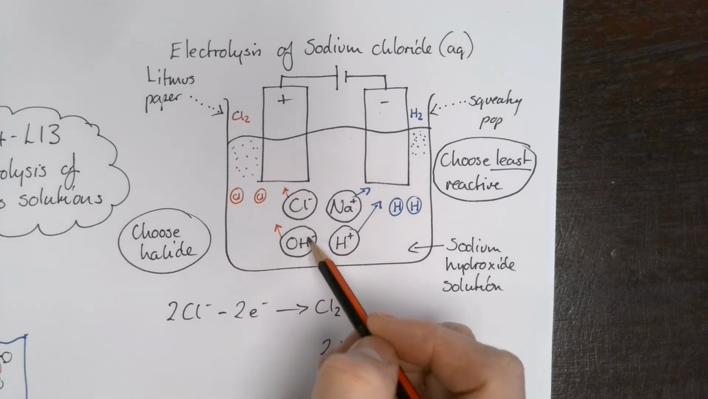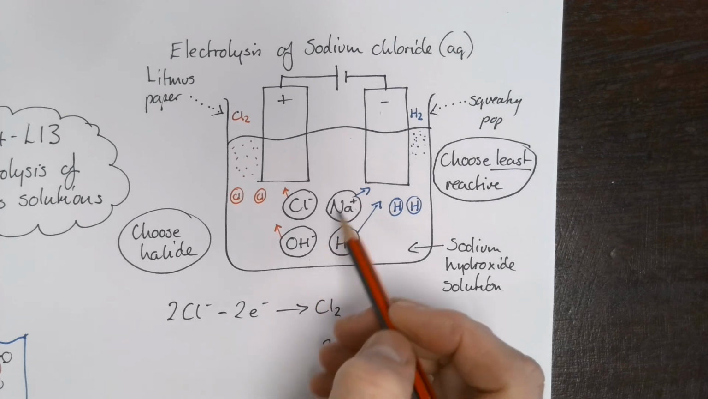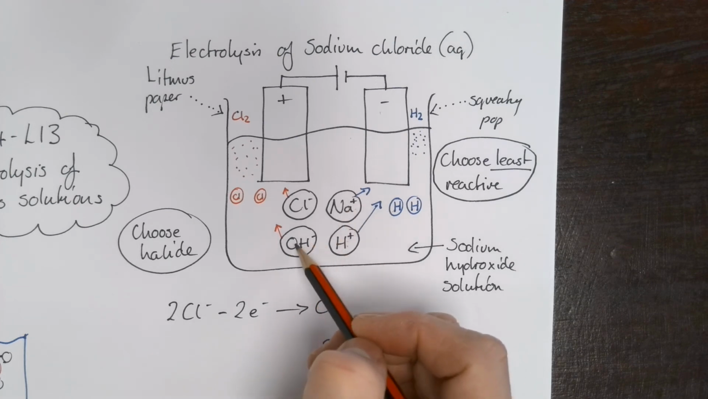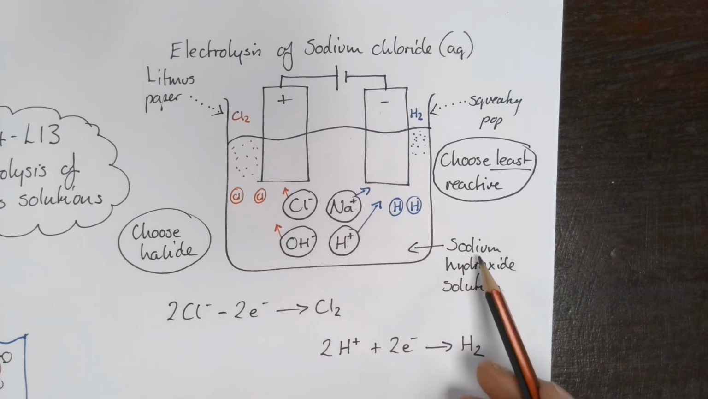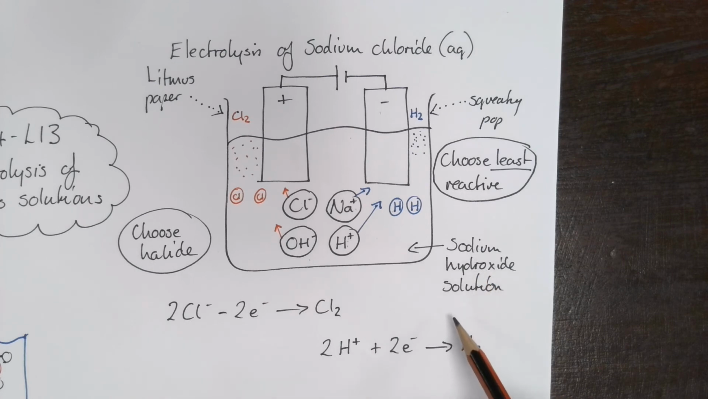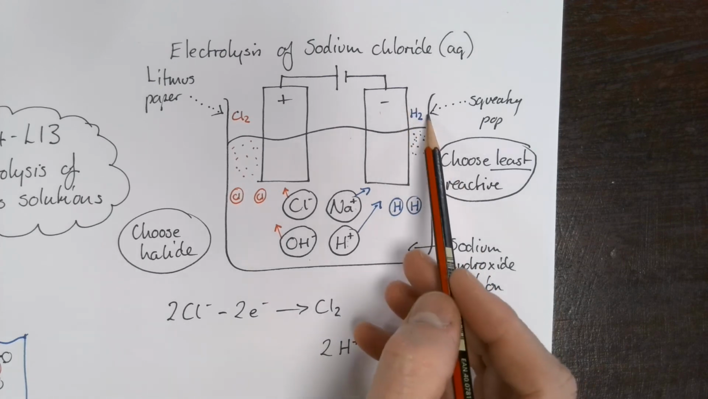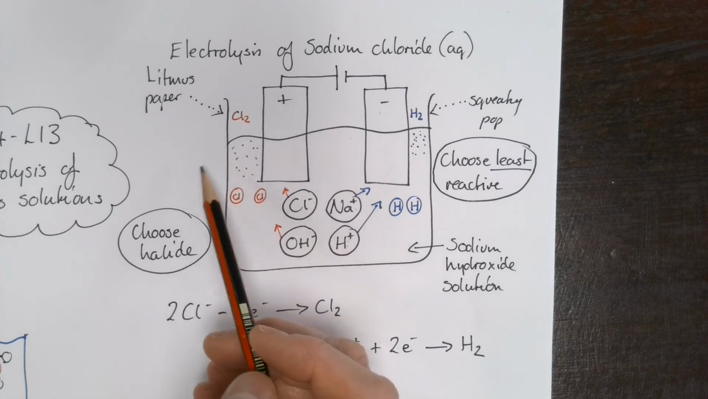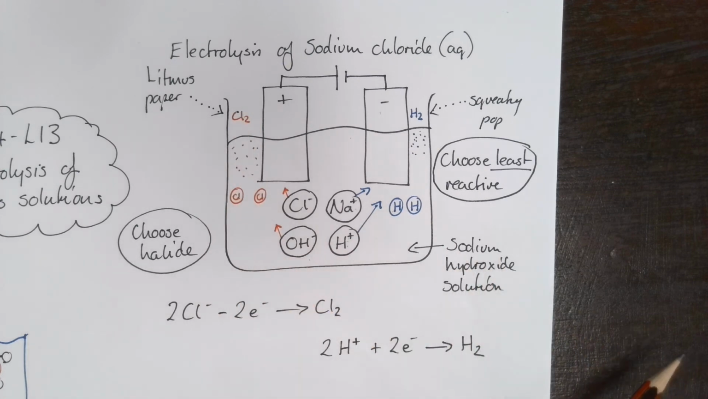The hydroxide ions are left in the solution, and therefore the sodium and the hydroxide ions that are left behind help us form sodium hydroxide solution as our third product. So we have hydrogen as one product, chlorine gas as another product, and sodium hydroxide solution.